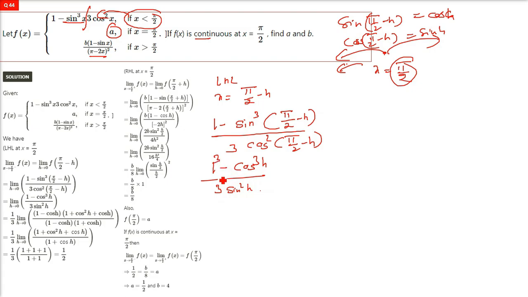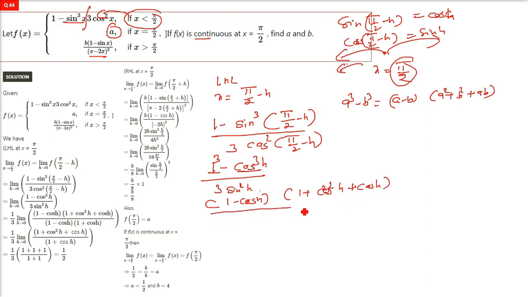Now just assume it to be 1 cube so that we can apply the formula of a cube minus b cube. What is a cube minus b cube? It's a minus b, a square plus b square plus ab. So we have 1 minus cos h here, and here we have 1 square plus cos square plus 1 into cos h. Okay, let us apply it here.